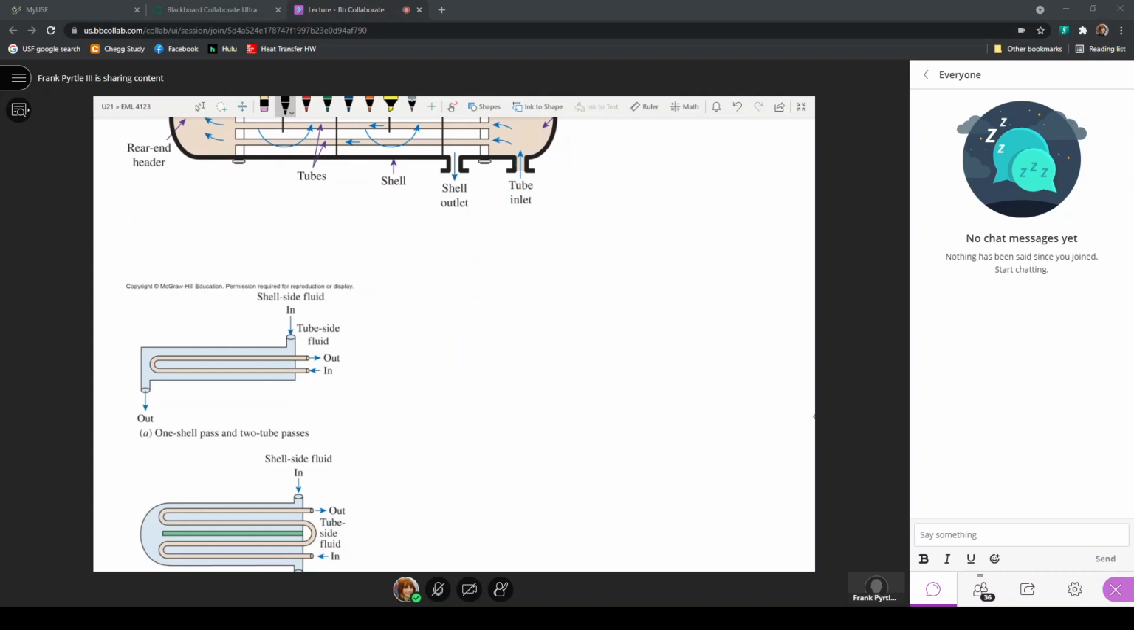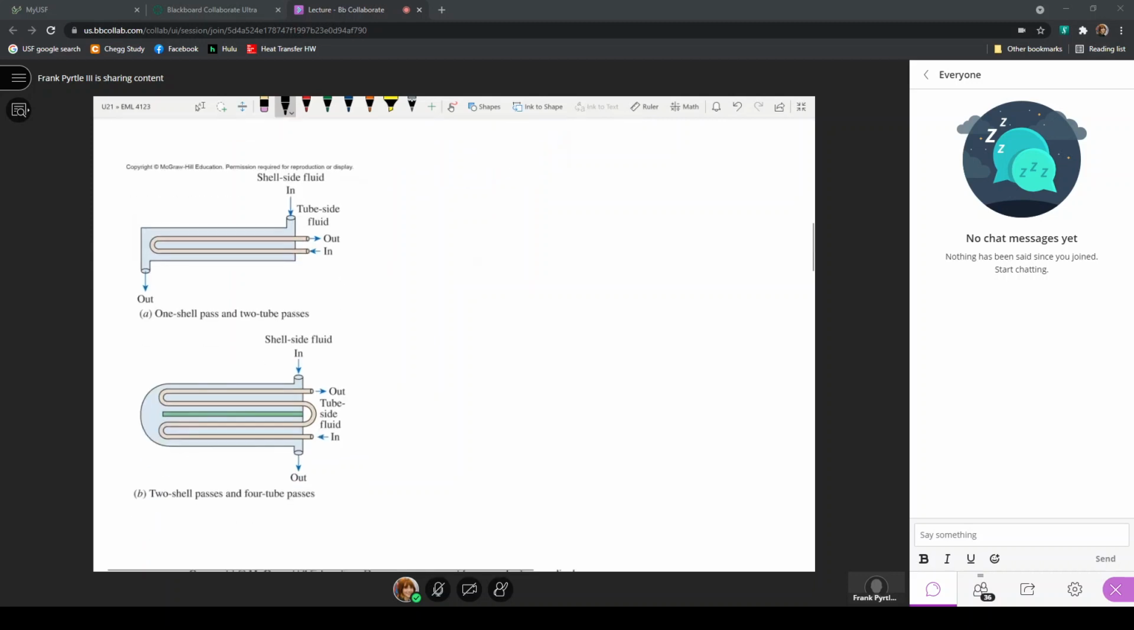So the fluid that's moving through the tube moves once down the length, twice down the length. So this would be considered two tube passes. And this heat exchanger is still really only one shell, but there are two shell passes, in that when we look at this fluid that moves through the shell, it comes into the shell, moves along the length of the shell, and then moves back along the length again.